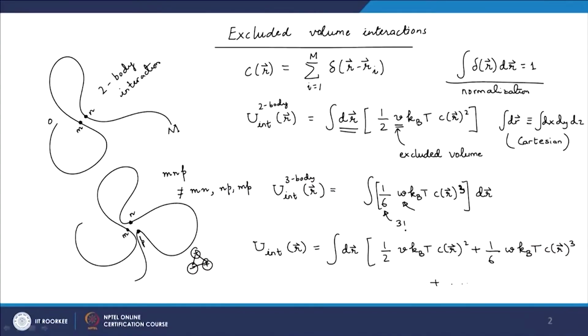So, essentially what we are writing is sort of a series in powers of the concentrations. Okay. And this is what is known as a virial expansion, that is one of the most common tactics in thermodynamics to look at the interaction between objects.